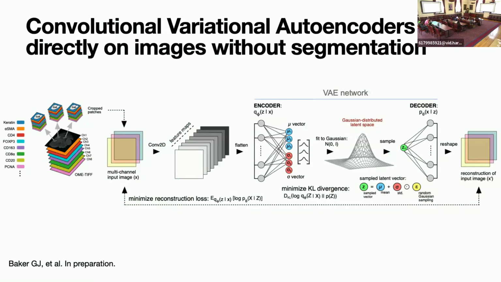This is some work also by Greg Baker in the lab, currently a manuscript in preparation. He's using a convolutional variational autoencoder to learn directly on the image pixel data, without using any segmentation at all. The basic idea is feeding the images into a convolutional variational autoencoder. There's one piece I missed here, which is that each of the small patches of the image centered on a cell is extracted from the original image and then fed to this network.